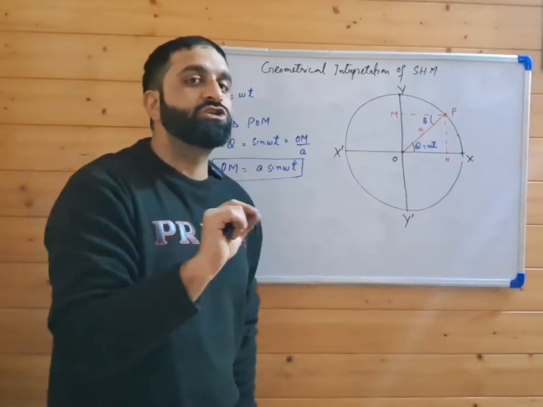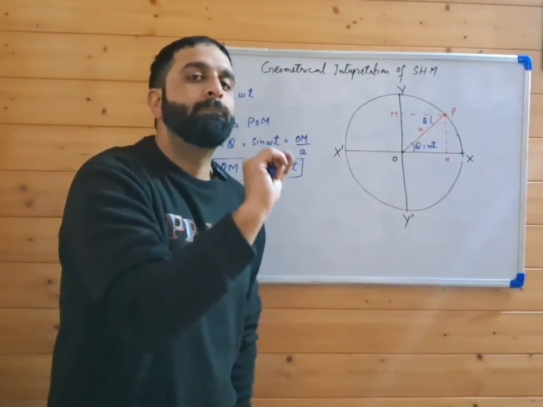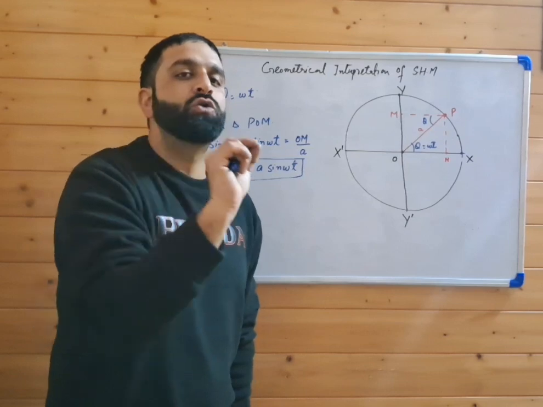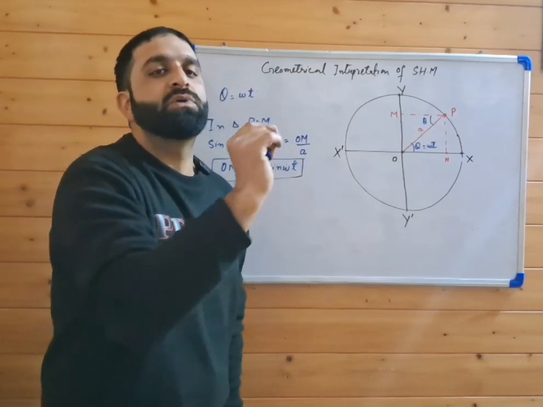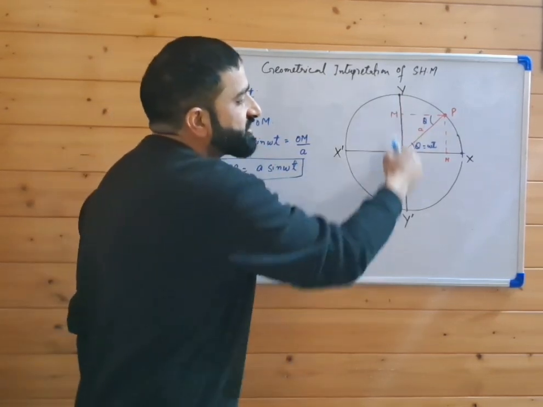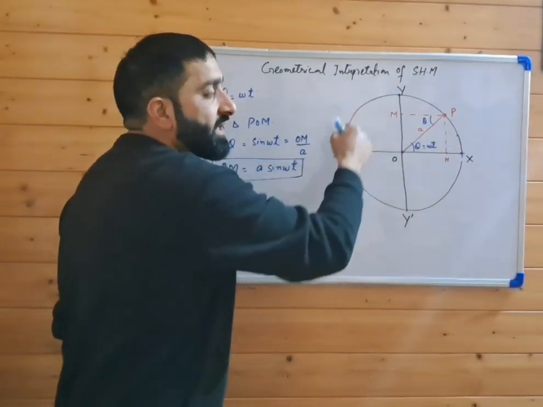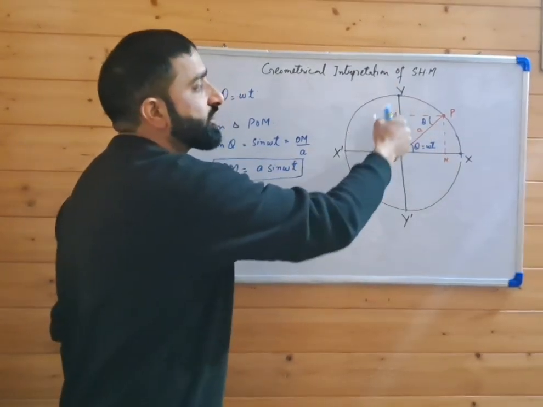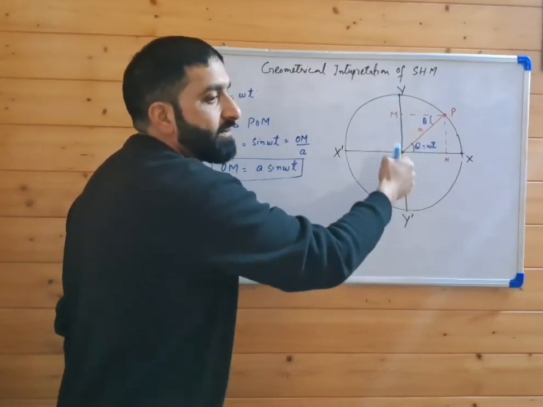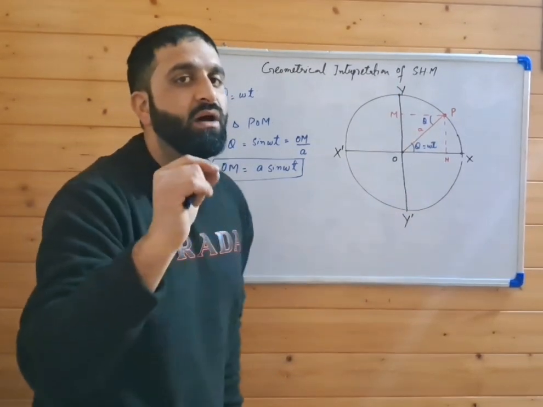That means the projection of the particle goes from mean to extreme to mean to other extreme to mean. That means the projection of the particle moving in a uniform circular motion on this vertical diameter executes simple harmonic motion.